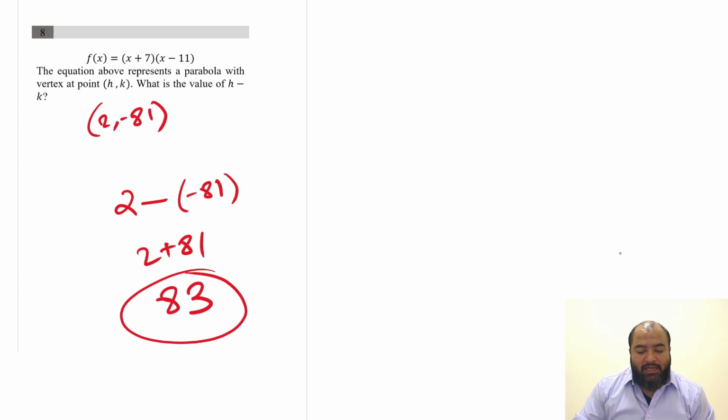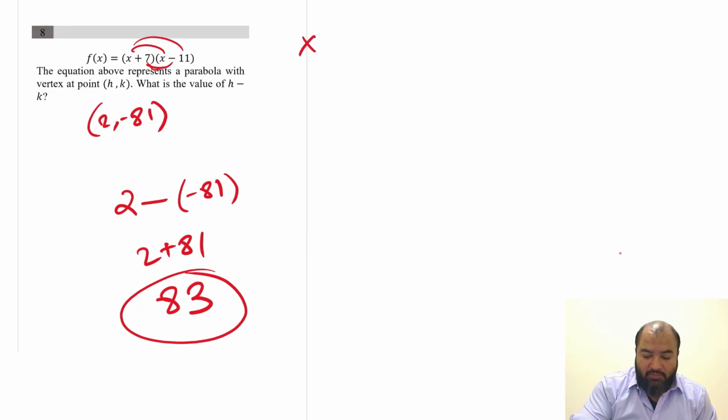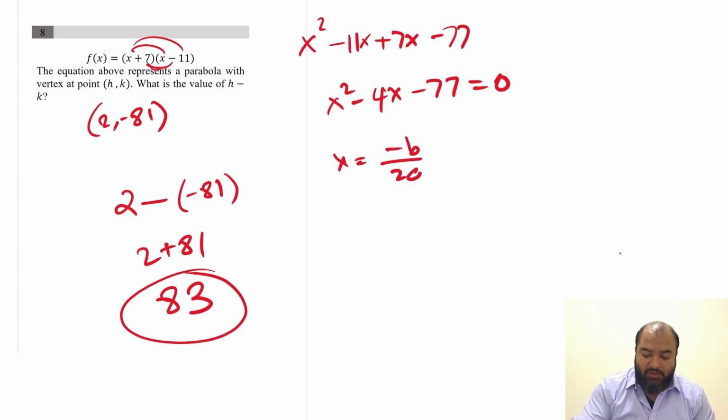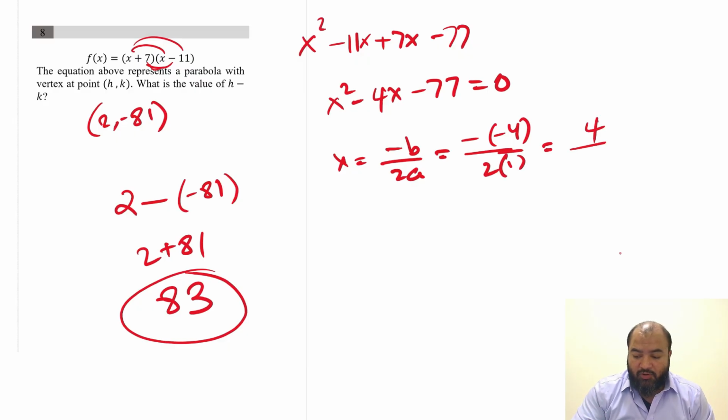You can also find it by expanding it. I'm just going to show it to you for knowledge purposes. If you expand it, x squared minus 11x plus 7x minus 77, so x squared minus 4x minus 77 equals 0, right? Here, if you want to find h, you do x equals negative b over 2a and then plug it in. Negative, negative. It's a lot of work, which you're not going to do, right? So 4 over 2, you see 2. You get the same thing.